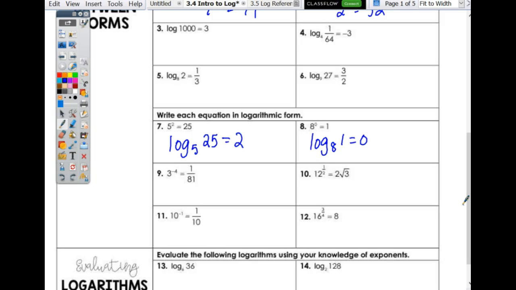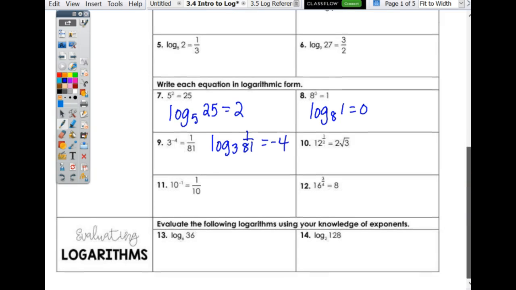What's everything to the 0 power? 1. That's right, right? Okay. So does it matter if it's a negative number? Log base 3 of 1 over 81 is negative 4. Okay? So that's from exponential to log and log to exponential. So this is all easy peasy, right?